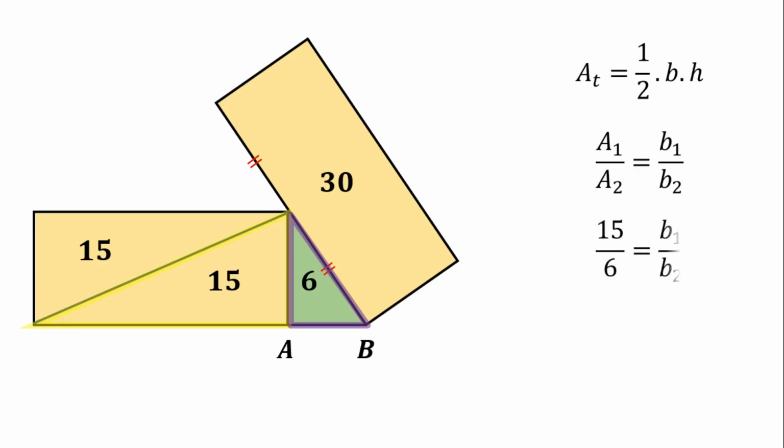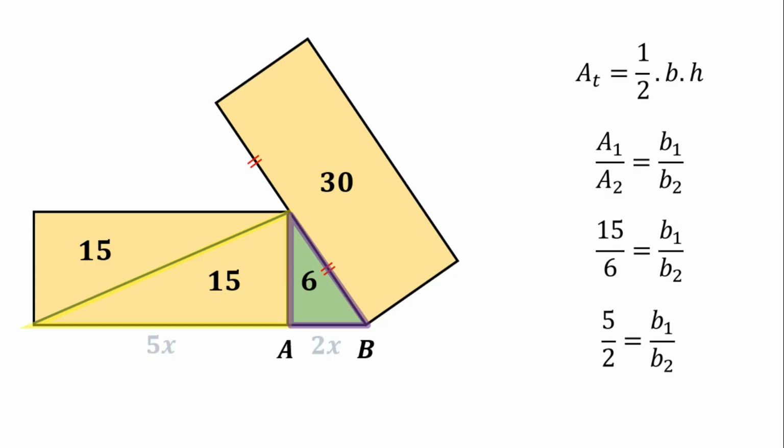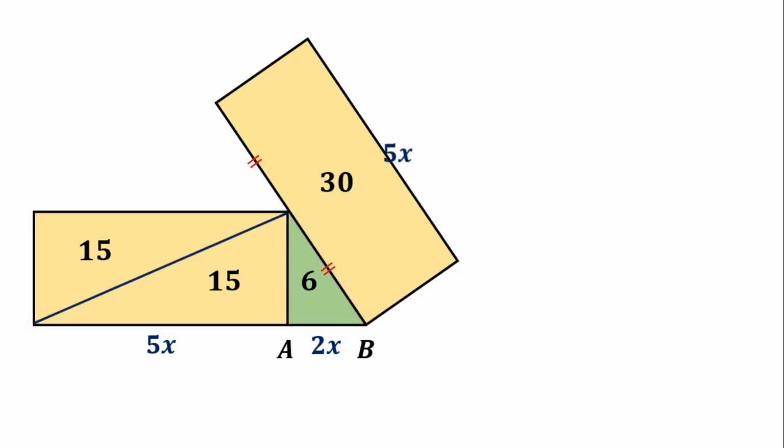We get that the ratio of the base of the larger triangle to the base of the smaller triangle is 5/2. So let's represent the base of the larger triangle by 5x and the base of the smaller triangle by 2x. Since the two rectangles are identical, the corresponding length of this rectangle must also be 5x. On the other side, the opposite length of the rectangle is divided into two equal parts. So each part is 5x/2.